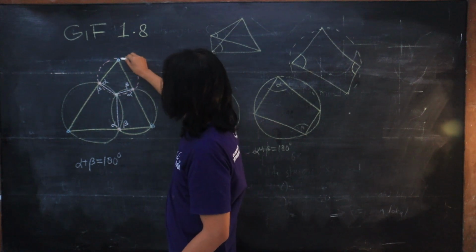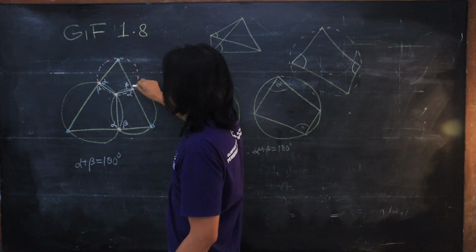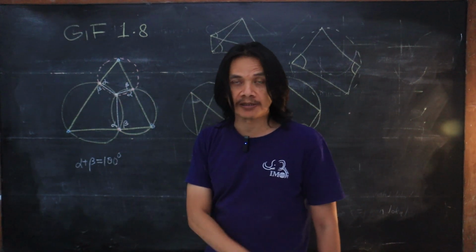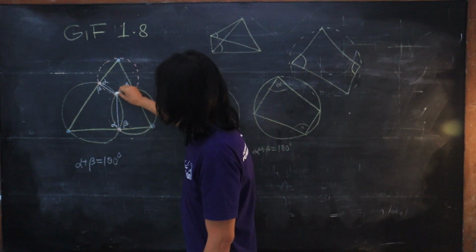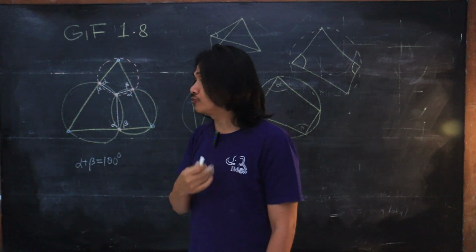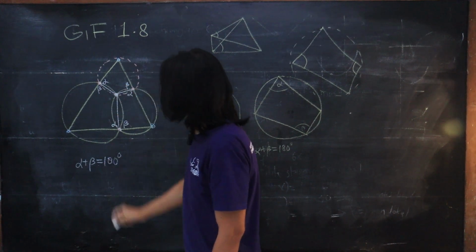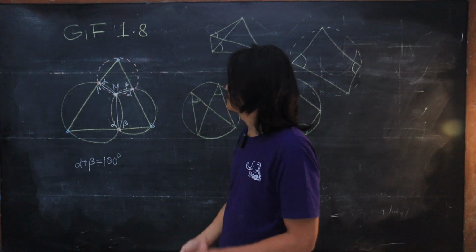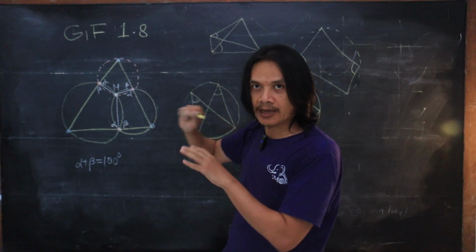Therefore, there must be a circle passing through all these vertices. So we prove the existence of this Miquel circle. Actually, I think it is more common to say that this particular point is the Miquel point. That's M. Okay, so that's all for 1.8.